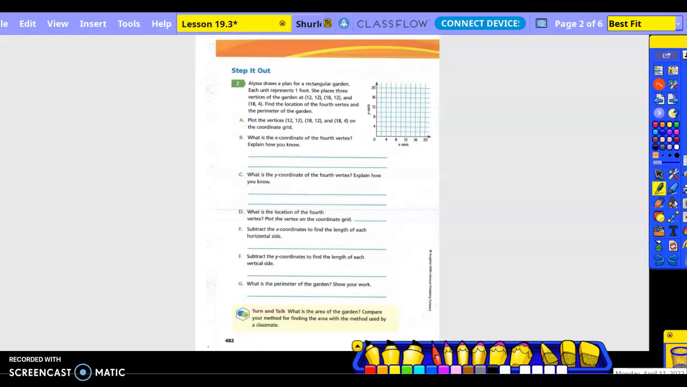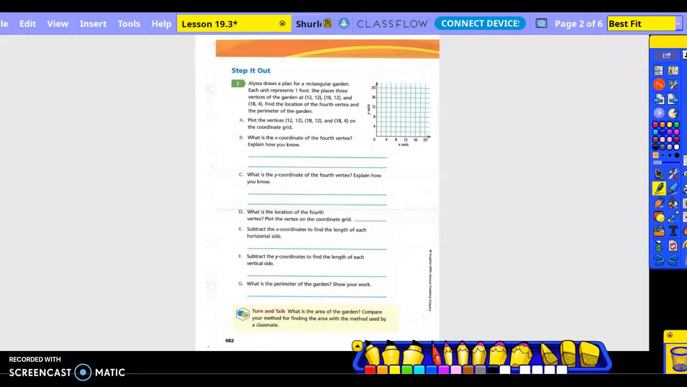Step it out. Number 2, Alyssa draws a frame for a rectangular garden. Each unit represents 1 foot. She places 3 vertices of the garden at 12, 12, 18, 12, and 18, 4. Find the location of the 4th vertex and the perimeter of the garden. So first of all, we need to plot these that we have. So 12, 12 means we do what?